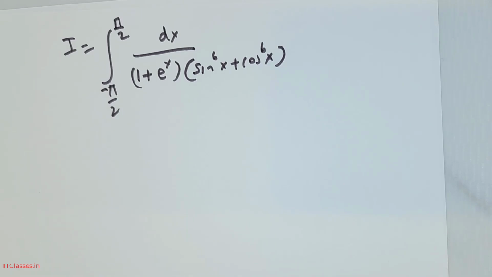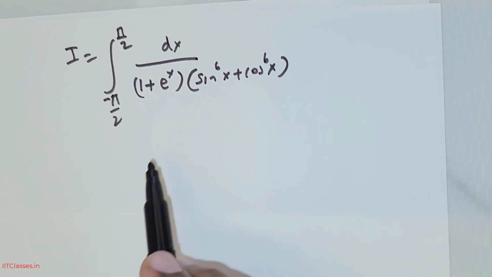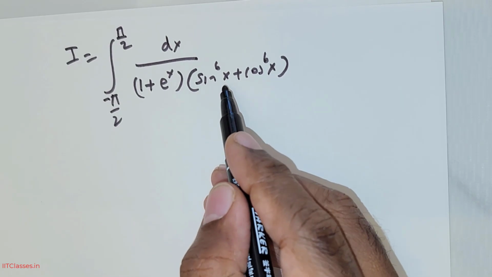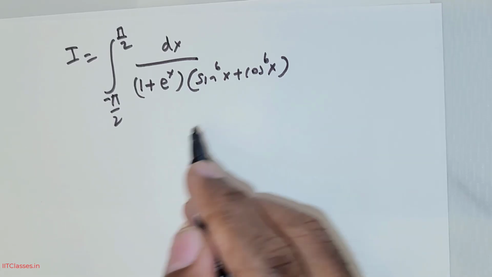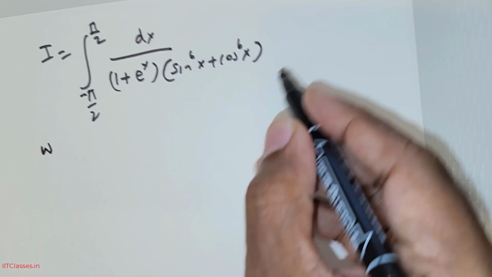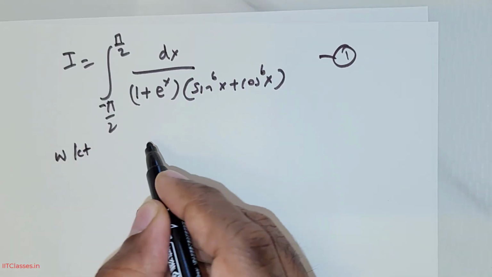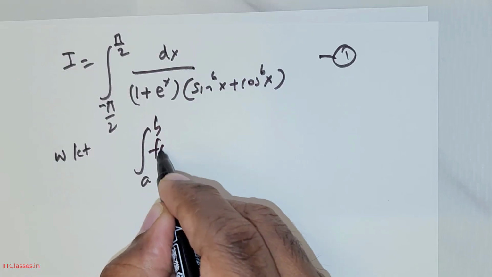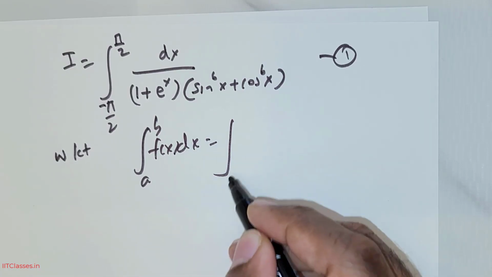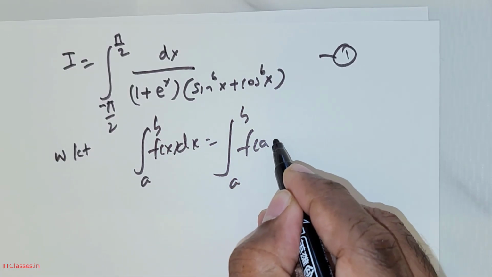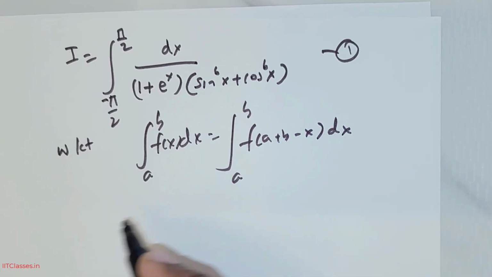Welcome everybody, we got this question to integrate the integral from negative pi over 2 to pi over 2 of dx over 1 plus e raised to the power of x times sine raised to the power of 6x plus cos raised to the power of 6x. Now let me take this as I, and we know this property: the integral a to b f of x dx can be rewritten as the integral a to b f of a plus b minus x times dx.